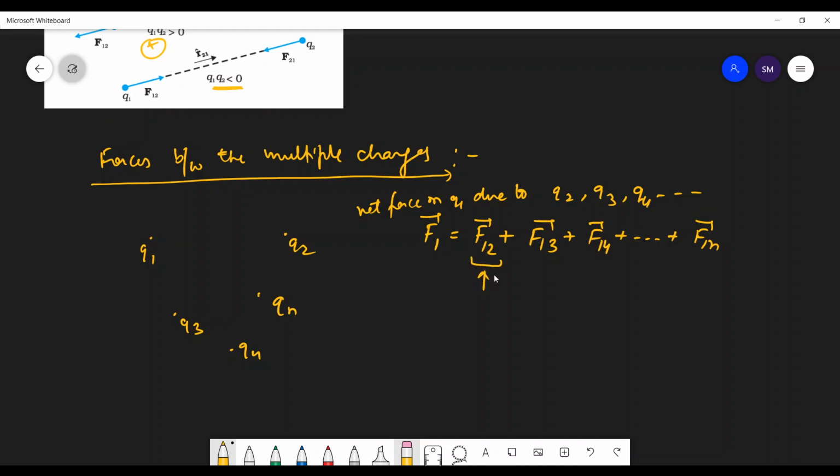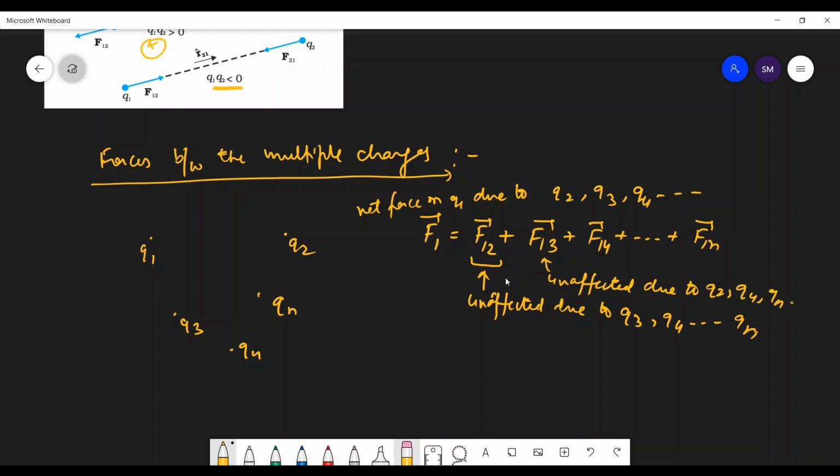So what does this mean? This means F12 is unaffected due to Q3, Q4 and Qn. It means that F13 is unaffected due to Q1, Q2, Q4, Qn. So when the individual forces are unaffected due to the presence of other charges, I call this the principle of superposition.